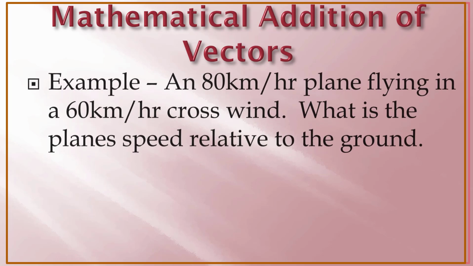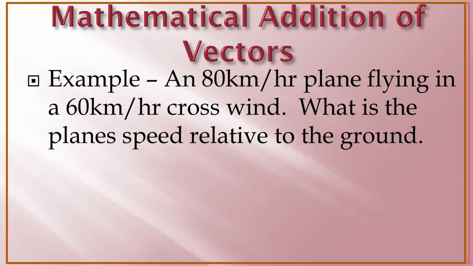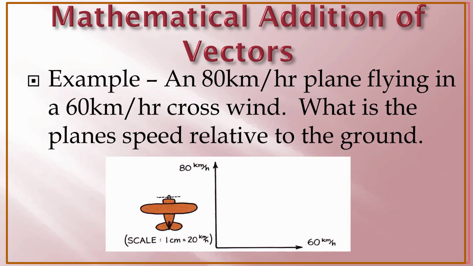Let's talk about another example: an 80 km/h plane flying in a 60 km/h crosswind. What is the plane's speed relative to the ground? We have an airplane moving in this direction with a speed of 80 km per hour, and a crosswind which is 60 km per hour acting in this direction. We are considering the scale 1 centimeter equal to 20 km per hour, and according to that we are drawing it. So that will be 4 centimeters and this will be 3 centimeters.